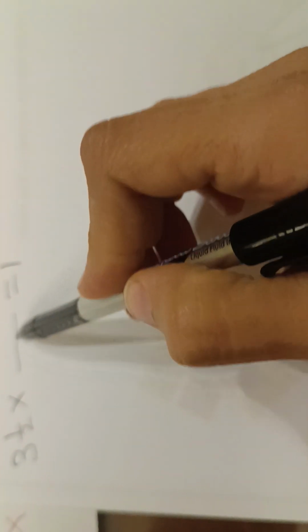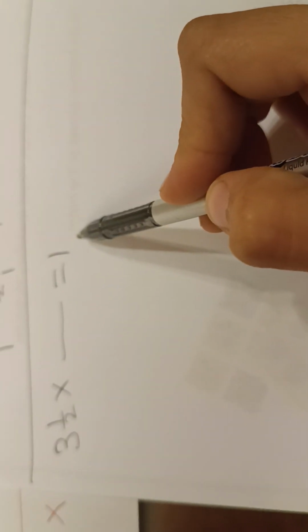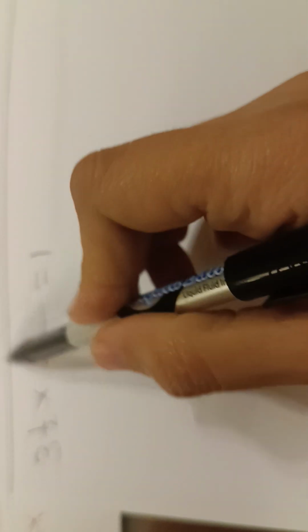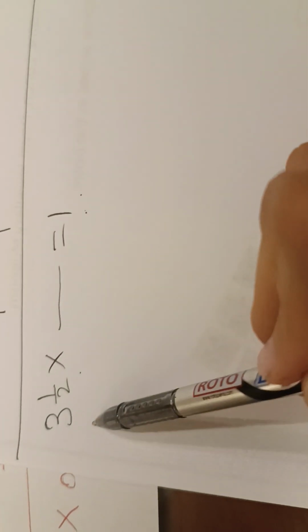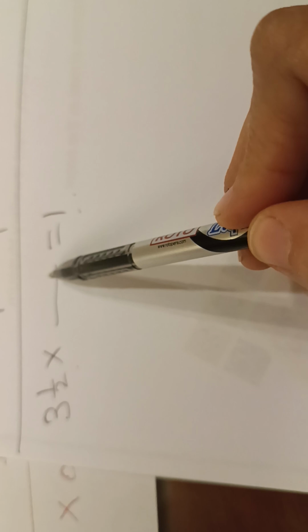3 and 1/2 by what? Equal 1. You know, when the product of any multiplication is 1, it means that I multiply this number by its reciprocal. So the easiest way is to find the reciprocal of this number and put it here in the missing part. So what is the reciprocal of 3 and 1/2?